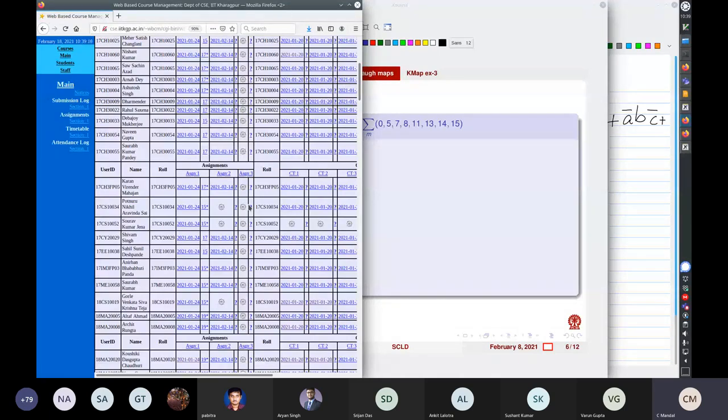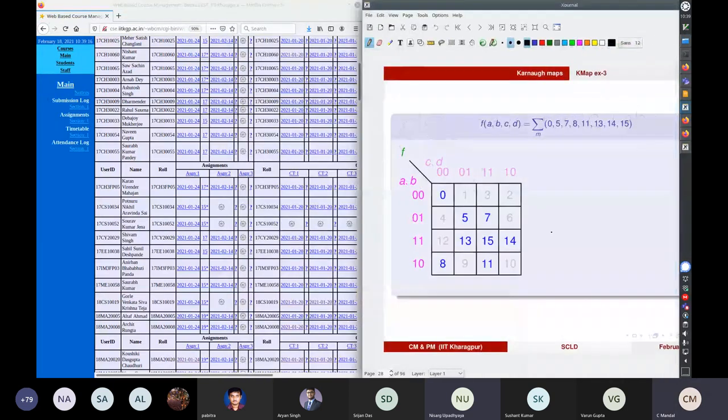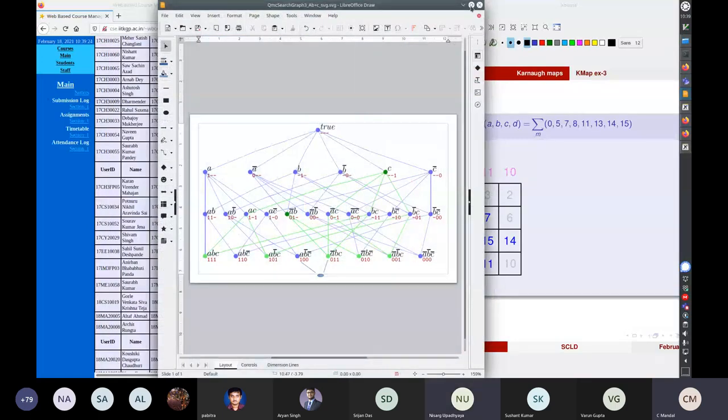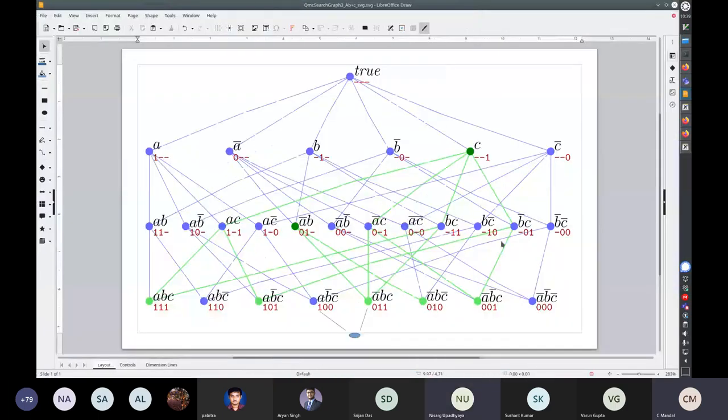Sir, can you open the diagram once again? This one or the other one? No, sir, the other one. But can't you open it on your computer? This is from Wikipedia only. I just wanted to ask one thing over here. Can you explain the A bar B part, the other dark green? A bar B. This one is coming from these two nodes, A bar BC and A bar BC bar. It is the join of these two nodes.